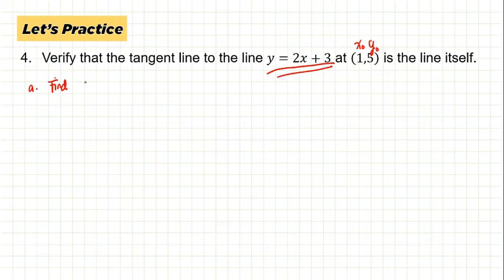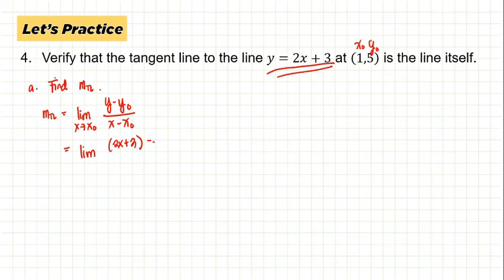Okay? So we will find m sub TL. So m sub TL is equal to the limit of y minus y sub o all over x minus x sub o as x approaches x sub o. Then substituting the values, y is 2x plus 3, y sub o is 5, all over x minus x sub o is 1, as x approaches 1. So from that, we will have the limit of 2x plus 3 minus 5 is negative 2, all over x minus 1 as x approaches 1. Direct substitution, you will obtain 0 over 0.